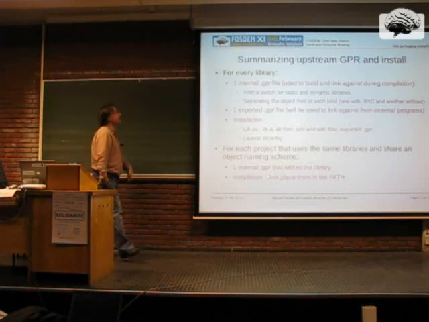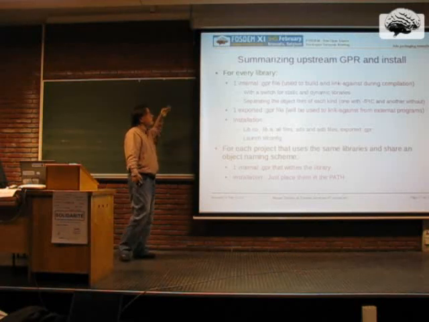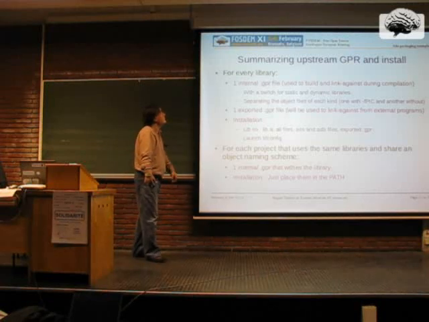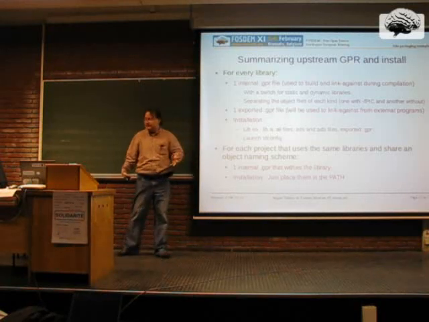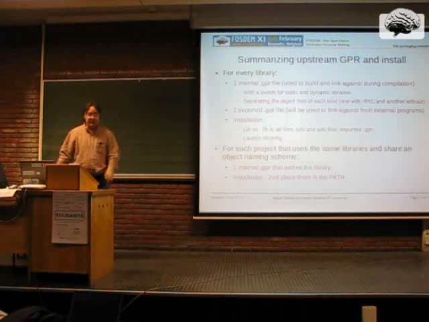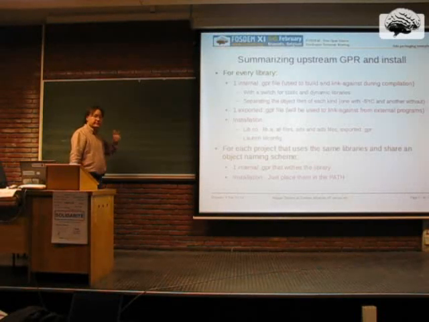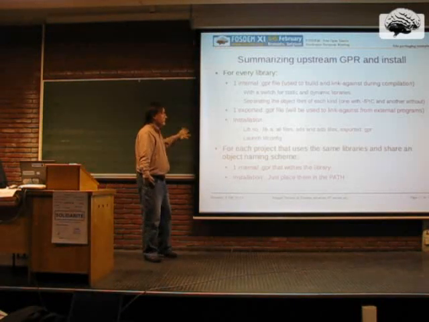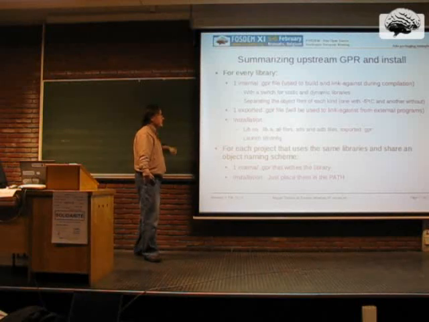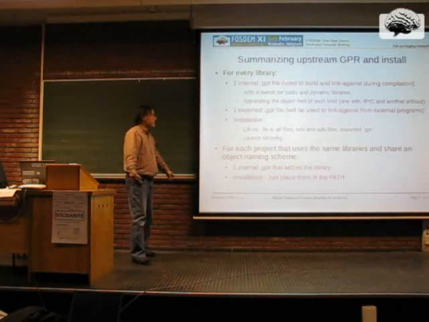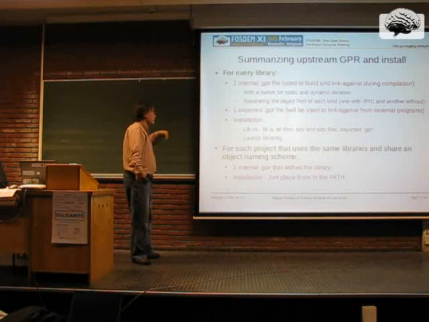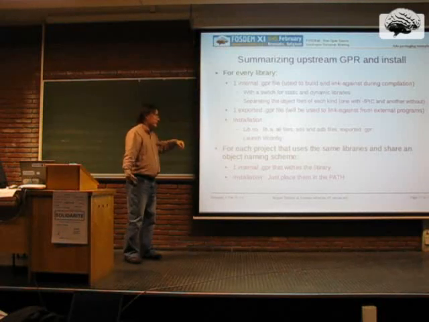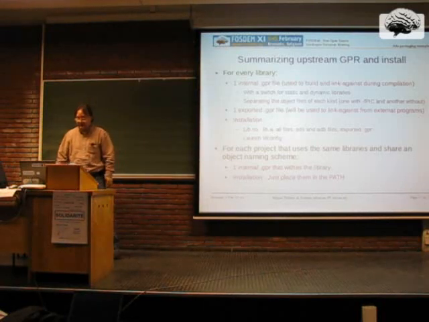So summarizing, again, for every library, we need one internal GPR file, which will be used to build the library, and eventually other packages, other files that are included in the same package. We need one exported GPR file, which will be installed after the library is installed. In the installation, we copy the library statically, dynamically, the files, and we launch ldconfig. Then, if you want to create a project that uses that library, for every project we need a GPR file, and the installation displays them in the path, in the executable path.